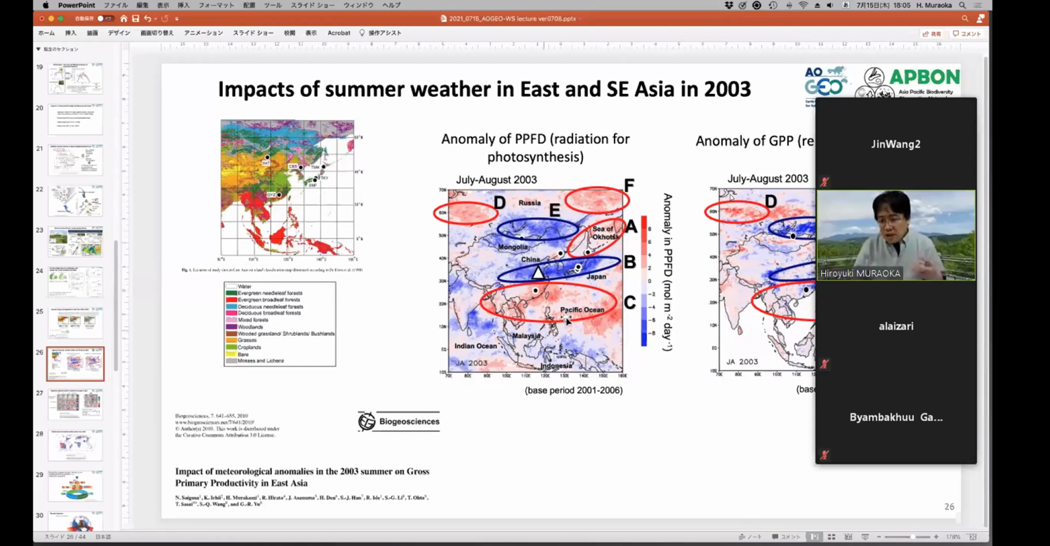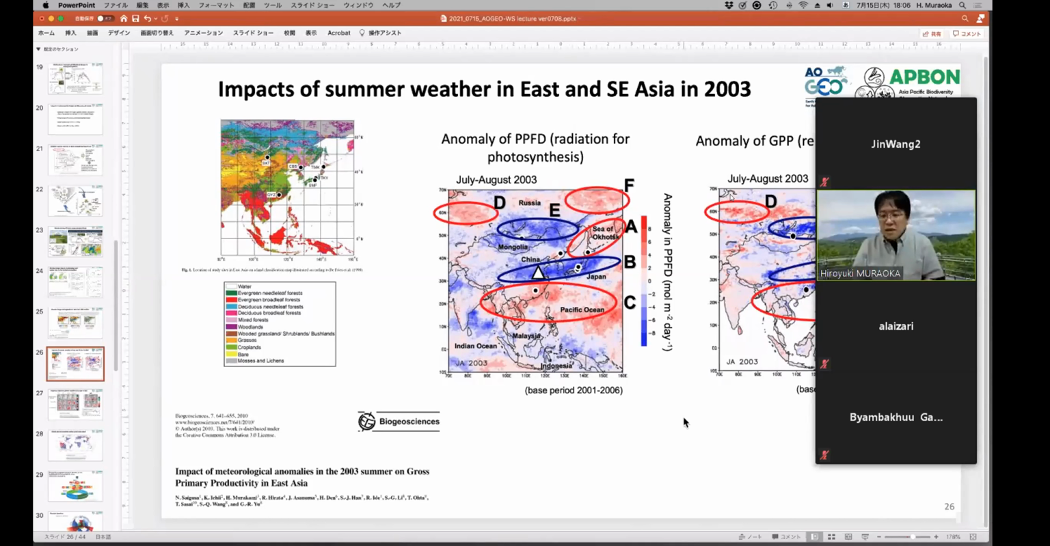Then what happened? This is temperature and also radiation. If you have a longer rain, you have a shortage of radiation. Then it influenced the CO2 fixation of the terrestrial ecosystems right here. So in the area that experienced heavy rain or long rain days, the CO2 absorption was reduced compared to other years. So this kind of extreme event happened in East and Southeast Asia in 2003.